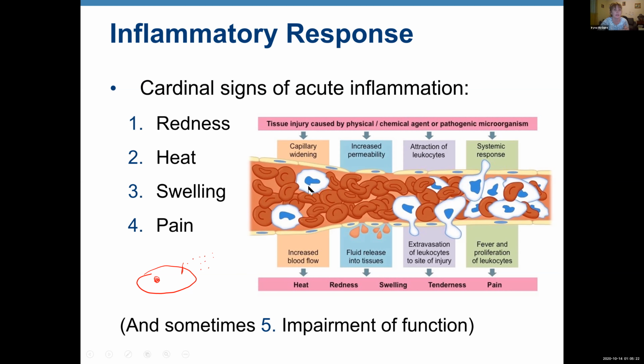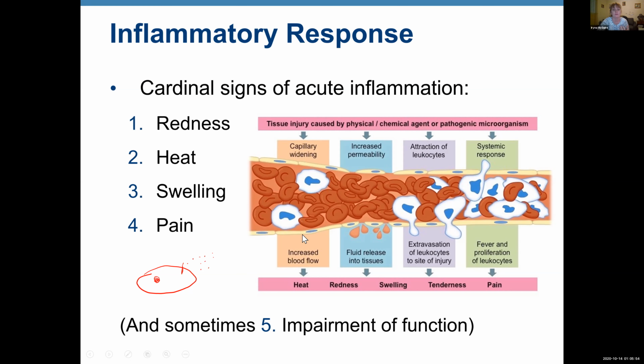So capillaries became wider, so dilation of your capillaries, and it's increased blood flow. When you have injury to the cells, you want more blood flowing to this area because your blood can bring oxygen, it can bring clotting factors, repairing factors, it can bring nutrients, right? So you want lots of blood flowing to the damaged area. So capillaries became wider and increased blood flow.